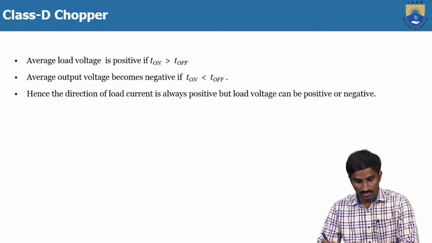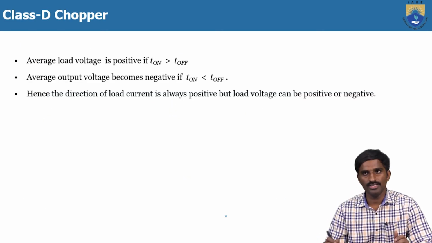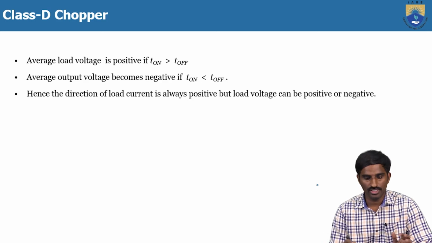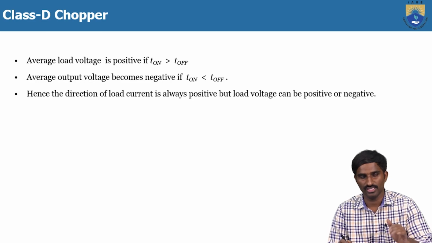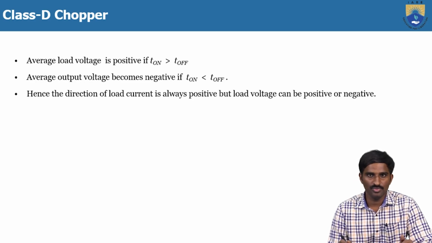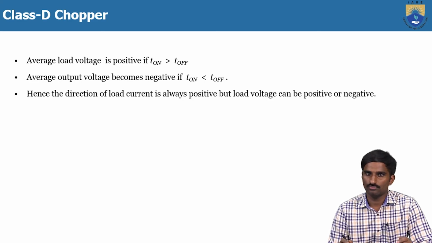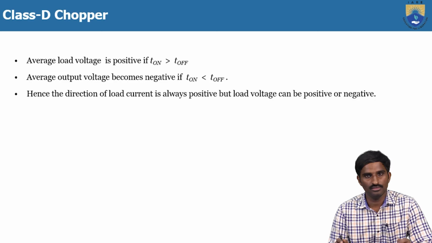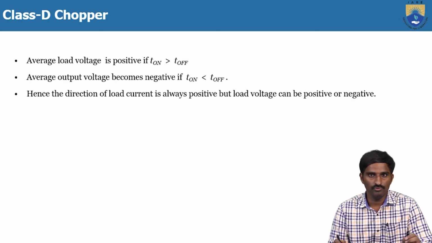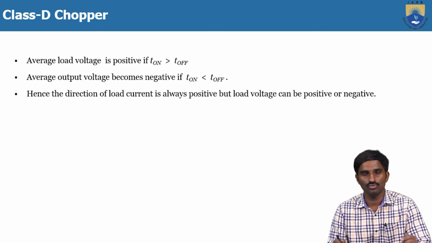But the quadrant operation does not depend on that. Previously, in class A, class B and class C, let me consider the class C chopper. The class C chopper also has two chopper switches, so the type C chopper is also called a two quadrant chopper. If you want to operate in one quadrant, then you have to operate that particular chopper switch, and if you want to operate in another quadrant, then you have to operate the other chopper switch.